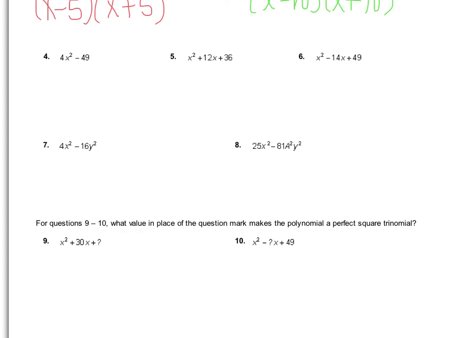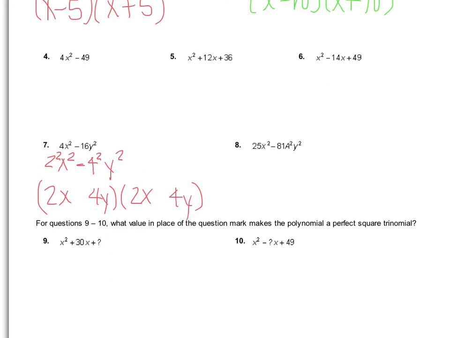This one's a little trickier because I have letters in both parts and numbers in both parts. So we've got to make sure everything's a perfect square. Well, 4 is really 2 times 2, so 2 squared x squared. Minus 16 is really 4 times 4, so 4 squared y squared. So everything is a perfect square. So when I go to factor it, I have a 2x and a 2x. I have a 4y and a 4y.